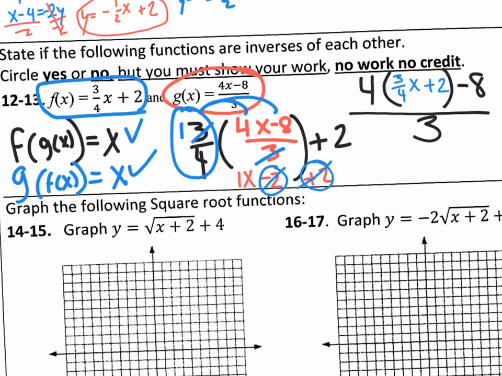So my f of x function is inside my g of x function, and when I distribute 4 times 3/4, it'll cancel out and you'll get 3x. And then 4 times 2 is 8, but of course you still have the minus 8 on the outside, and on the bottom you still have a 3. So of course, positive 8 minus 8 cancel out, and 3 over 3 cancels, and you truly get x. And now you could say that yes, they are inverse functions, and you showed your work for it. Now, if it wouldn't have worked, if it wouldn't have given you x, then they're not inverse functions.